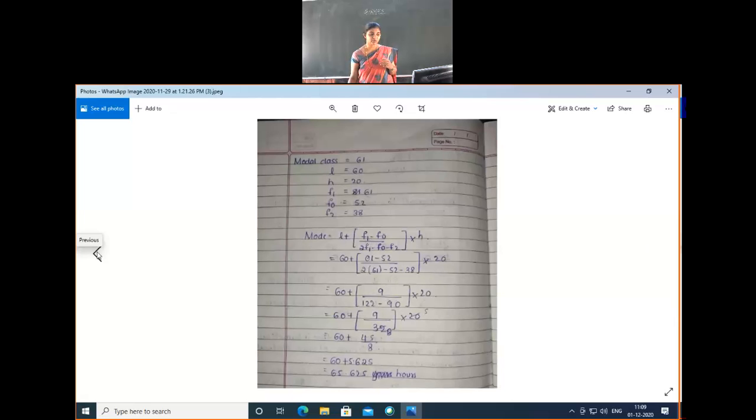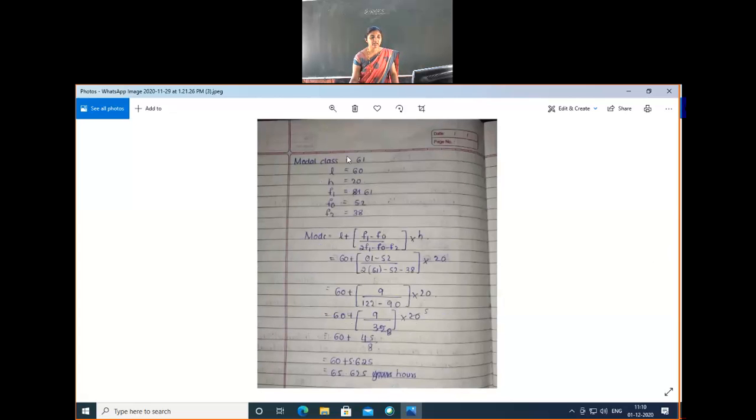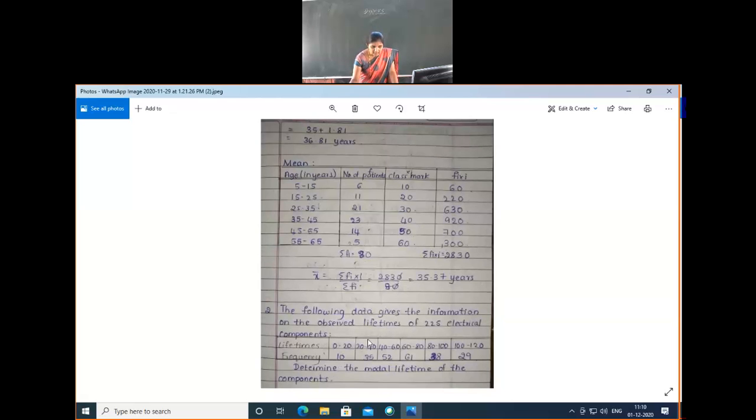First we have to mark the modal class. Let us see, last page only. Here the highest frequency is which one? The highest frequency is 61. So the modal class is 60 to 80. See here, modal class is 60 to 80. Here she has written 61 as the highest frequency, but the modal class is 60 to 80. So l, the lower limit, is 60. Then h is 20. If this is the modal class, then f1 is 61.